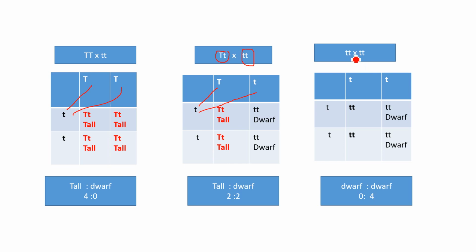Next, all are dwarf. Small t cross with small t. Which plant is this? It is a dwarf plant, a short plant. That's why we kept small t, small t, and all are dwarf plants. So this is the test cross.